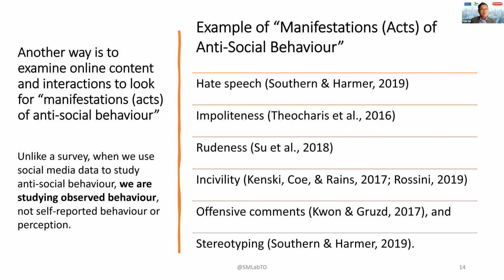But there's another way to examine online content interaction, and that is to look for manifestations or acts of antisocial behavior. Unlike a survey, when we use social media data to study antisocial behavior, we're really studying observed behavior, not self-reported behavior or the perception of the participant. So here are some examples of a few different manifestations or acts of antisocial behavior in online discourse that other researchers have studied in recent years: hate speech, impoliteness, rudeness, incivility, offensive comments, stereotyping, and so on.